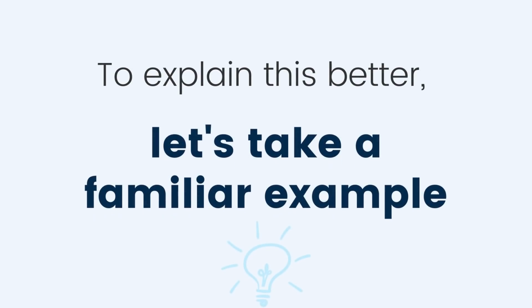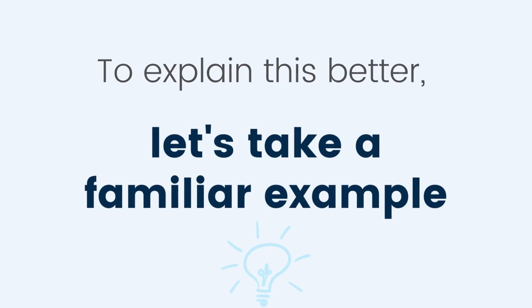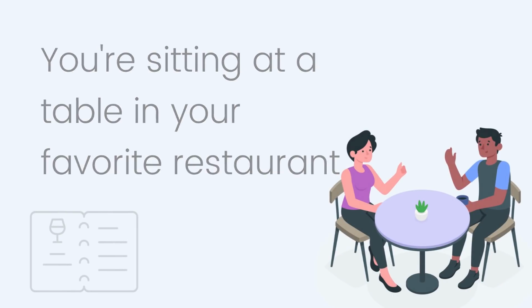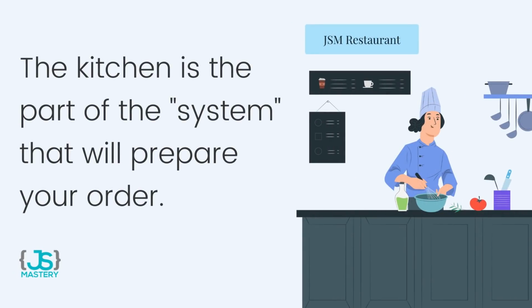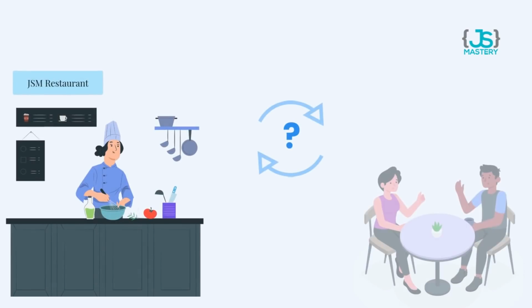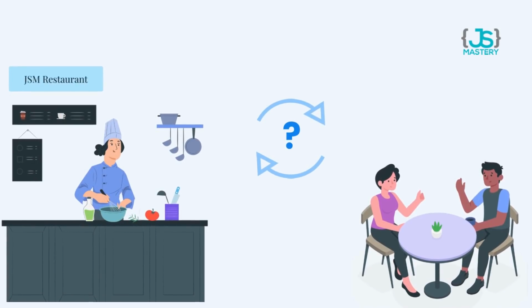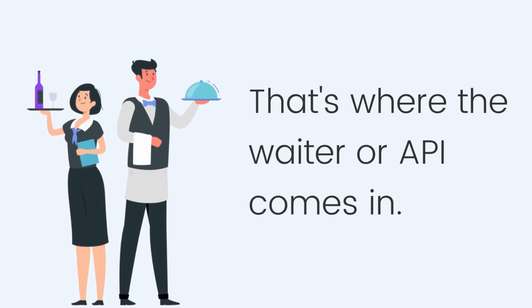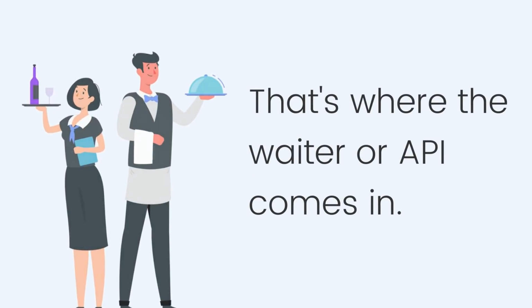To explain this better, let's take a familiar example. Imagine you're sitting at a table in your favorite restaurant with plenty of choices to order from. The kitchen is the part of the system that will prepare your order. What is missing is the critical link to communicate your order to the kitchen and deliver your food back to your table. And that's where the waiter, or the API, comes in.